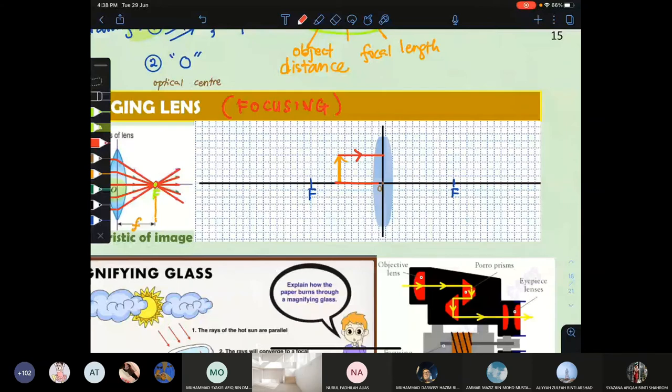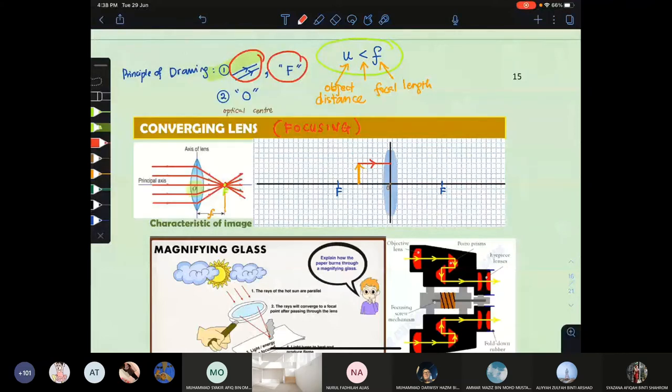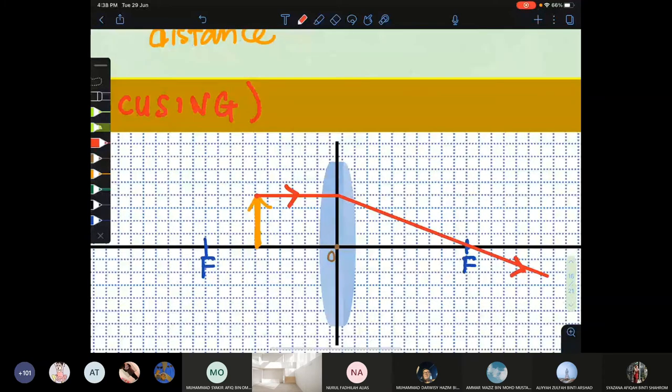Next, when that is complete, we want it to pass through the focal point. Right. So, it's a converging lens. So, we will pass it through the focal point. Okay. Next, what do we do? We are done with that one. Arrow to there. And then next, through the optical center. So, since you started here, we need to do the second one.